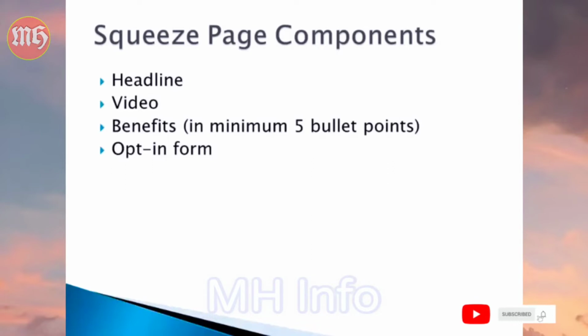Squeeze page components. Headline, video, benefits in minimum 5 bullet points. Opt-in form. There are 4 basic components to a squeeze page. The headline. The video, which is going to play a very big part in converting your visitors into subscribers. The benefits written in a minimum of 5 bullet points. And last but not least, the opt-in form where you collect the names and email addresses of your visitors.